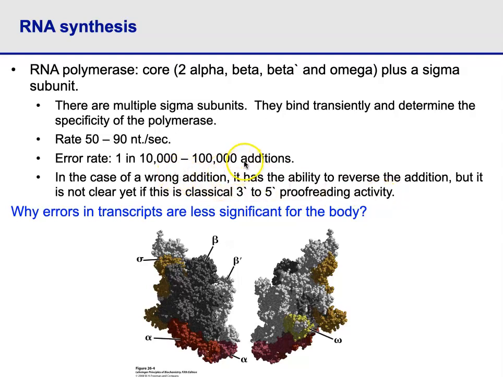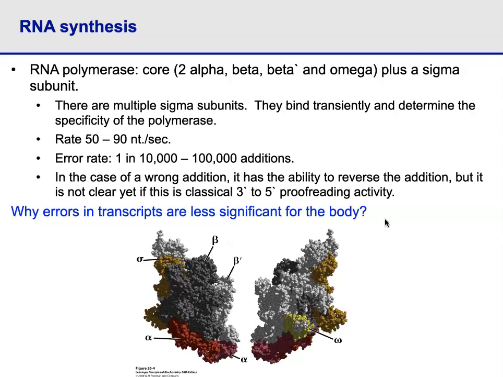Now you may ask yourselves, how come the errors in transcripts are far more common, and how will that affect the function of the body or the cell? Wouldn't that still be damaging to the cell? And if not, why is it less significant for the body?